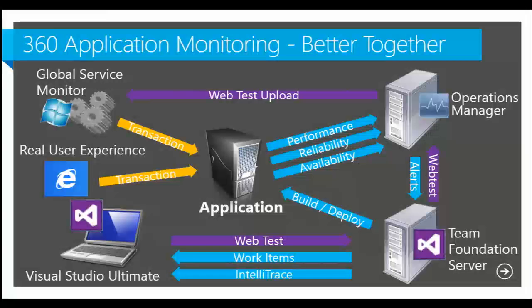And at the same time, if developers have built tests to run against those applications, those can be fed into Operations Manager and into the Global Service Monitoring service, which will run those tests over and over against your application to quickly catch issues happening if something is broken from different locations around the globe. This is a service that we control. You've seen it also in the keynote, Global Service Monitor.